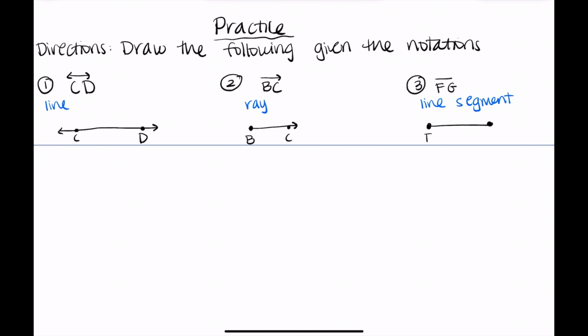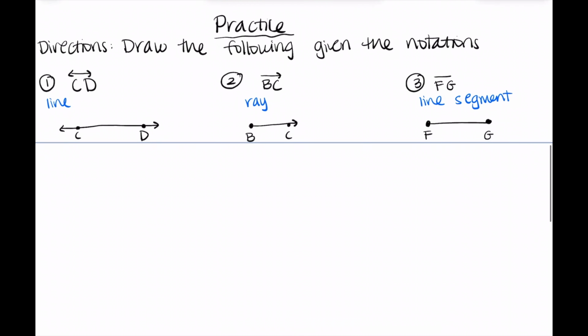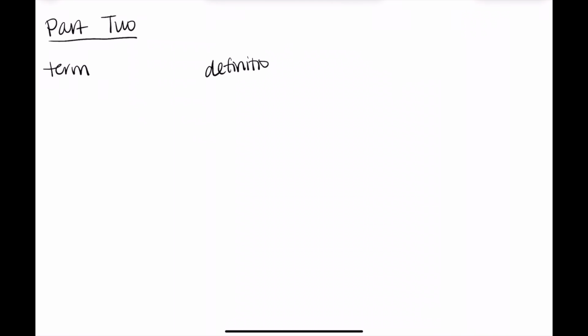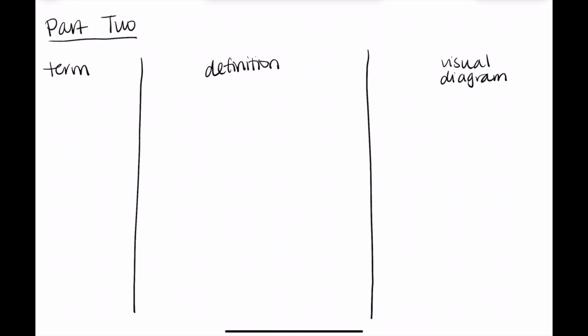So now that we've gone through part 1, we defined all of our terms and we did a little practice section. Now we'll get into part 2. Again, we're going to write out our term, the definition, and a visual. This is a really good way to study because not only do we want the definition, but we also want to be able to recognize it visually. So having it side by side can be very helpful.